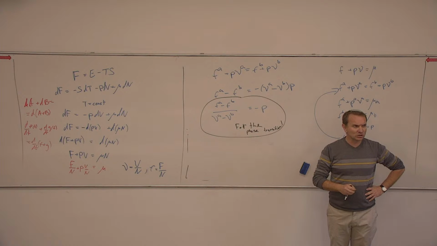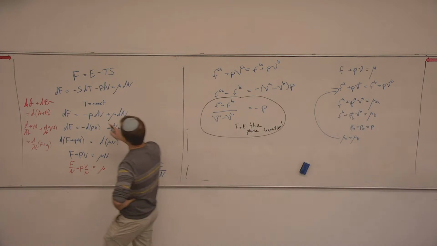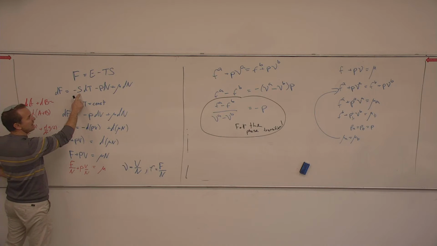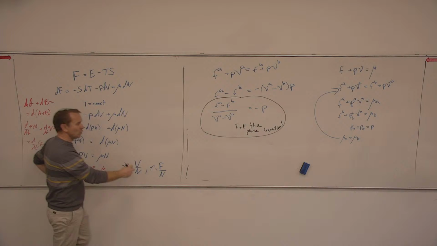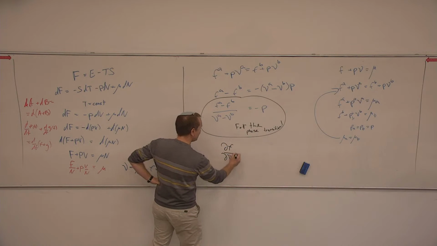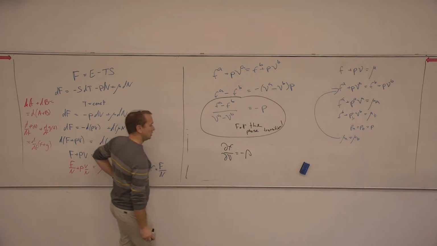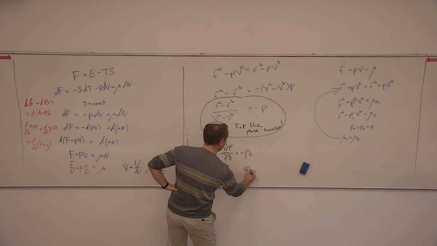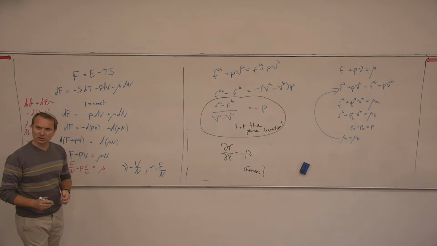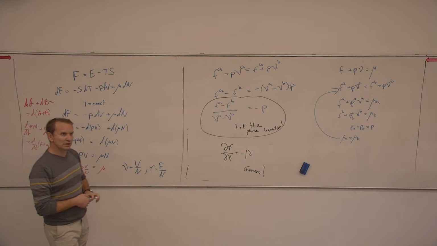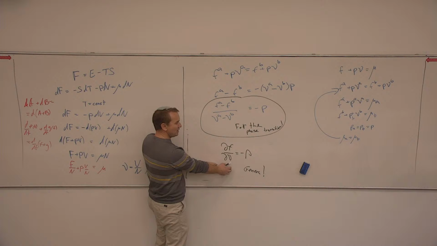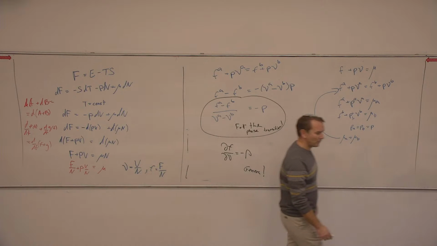What is the general connection? It comes from here. See? dF equals minus S dT minus P dV. So generally we know that dF by dv equals minus P. This is general. So we have two equations for our plot. This one only for the transition, and this is a general thing.